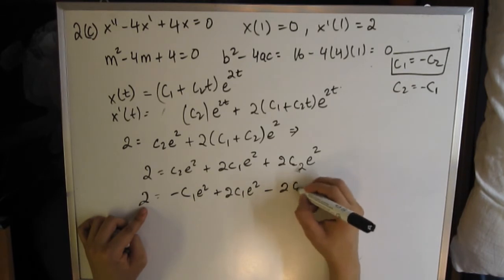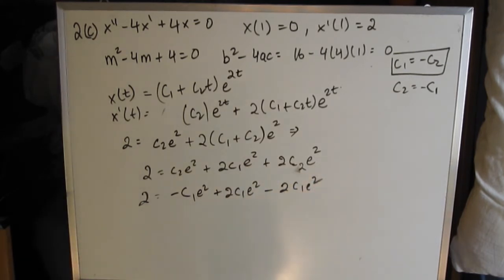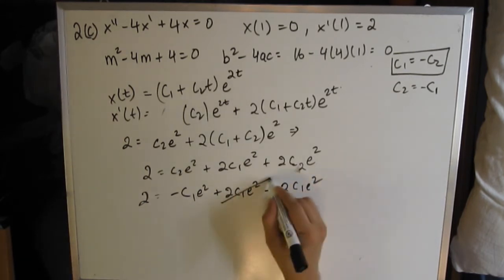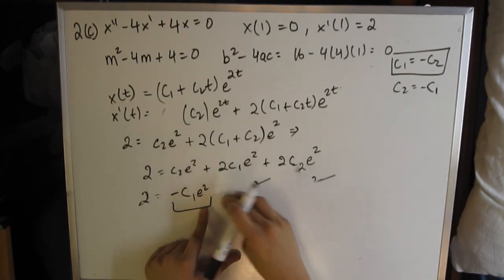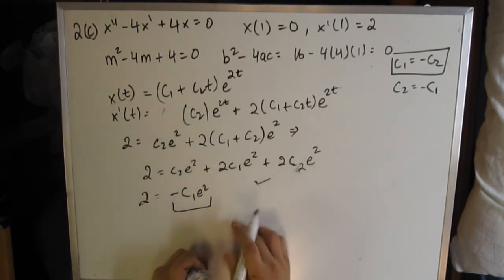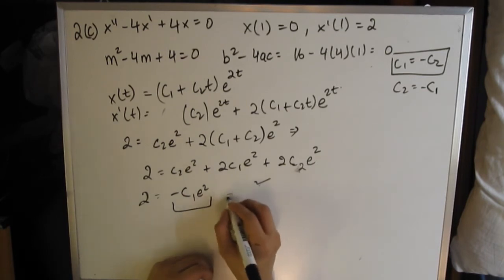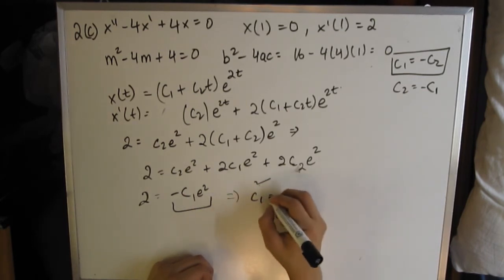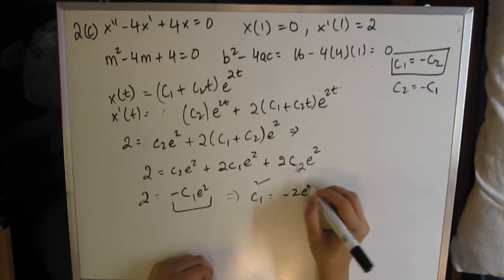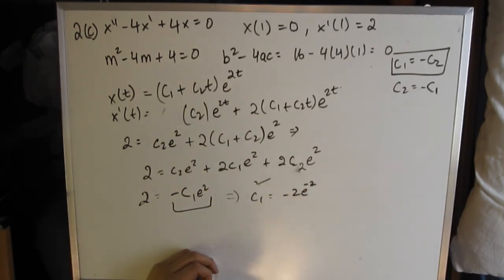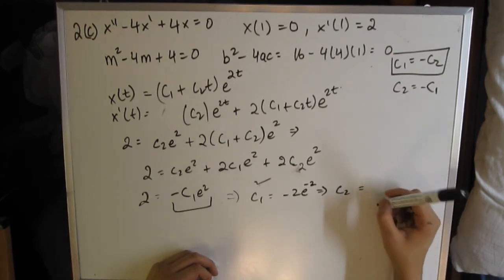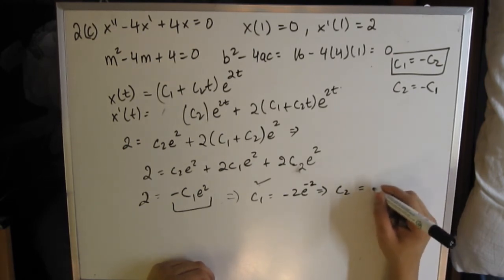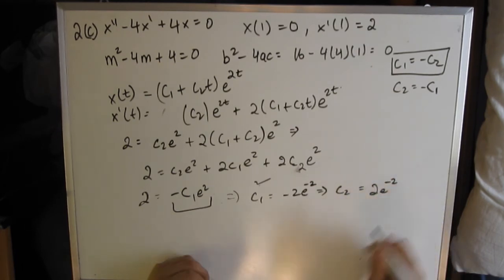So you'll get 2 is equal to negative c1 e squared plus 2 c1 e squared minus 2 c1 e squared. So basically this is going to cancel out with this, and you're just left with negative c1 e squared is equal to 2, and this means your c1 is equal to negative 2 e to the power of negative 2. So that's your c1, and that means your c2 is equal to 2e to the power of negative 2.